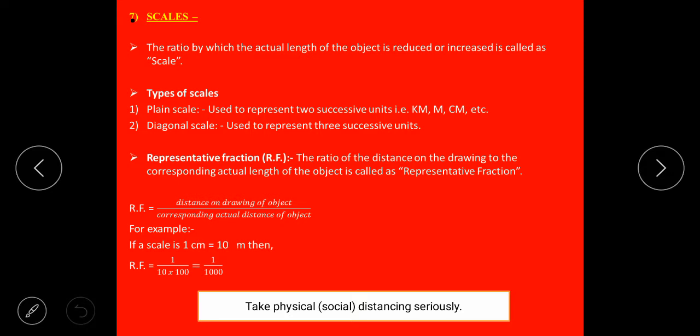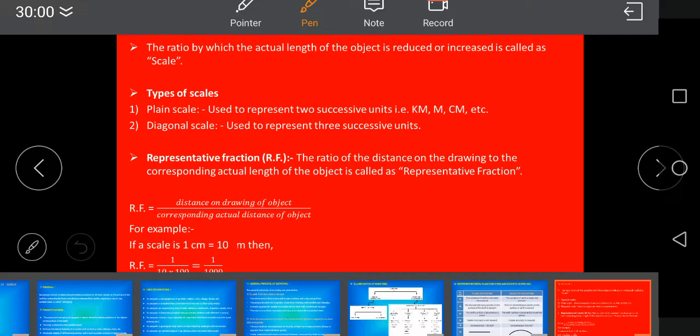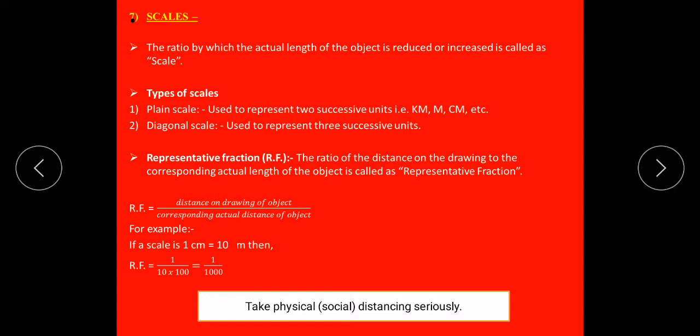The representative fraction is equal to the distance on the drawing sheet of the object divided by the corresponding actual distance of the object on the ground. Means the distance on the drawing sheet, that is the 1 centimeter. So RF is equal to 1 centimeter, that is 1, divided by distance of the object on the ground, that is the 10 meter.